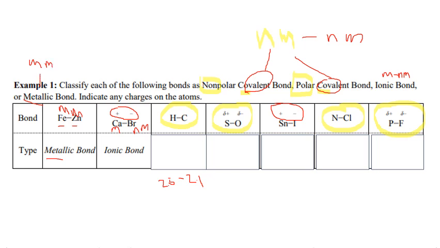So the question then is, is this nonpolar or polar? Now we said this is nonpolar because the difference between these is so tiny. 2.5 minus 2.4. 2.5 minus 2.1 is 0.4. It's a very tiny number, so it'd be nonpolar.